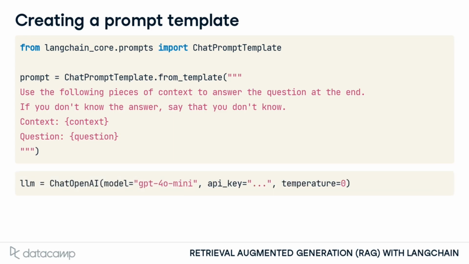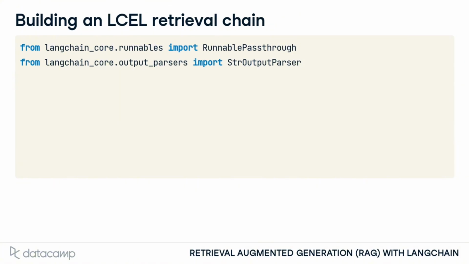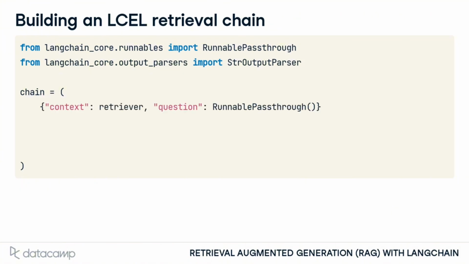We'll define an OpenAI chat model to generate the responses. Now, let's explore how to build a chain using LCEL and runnable pass-through. We start by opening parentheses so we can define our chain over multiple lines. Then create a dictionary that takes the input from runnable pass-through, assigns it to question, and uses it to query and retrieve chunks from the retriever, which are assigned to context.